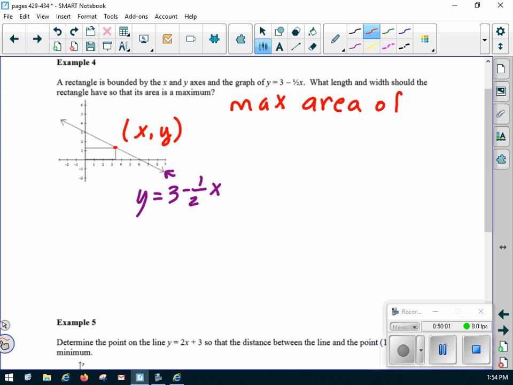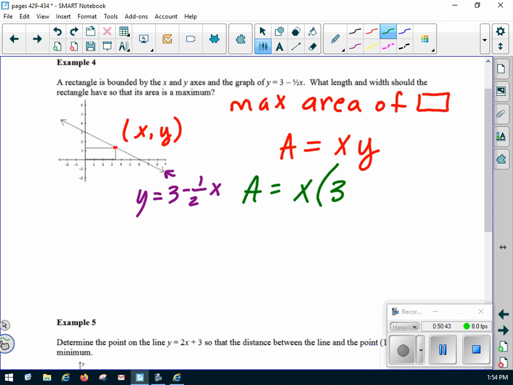We want to maximize the area of the rectangle. What's an equation for the area of that rectangle? X times Y. Well, I need a secondary equation because I have two variables. My secondary equation's sitting right here, because that line goes through one corner of that box. That's the point. So area equals X times 3 minus 1 half X.